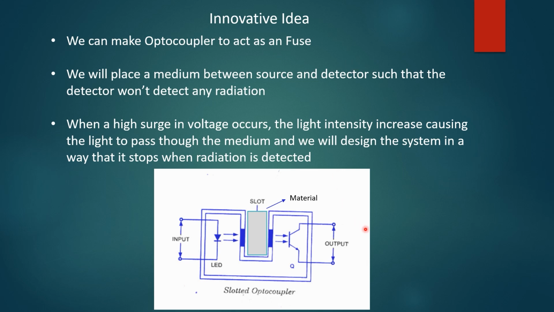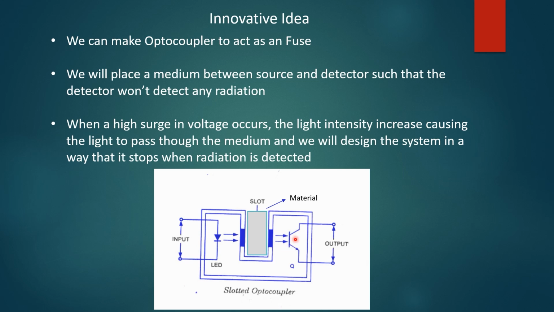In this slide, I will discuss the innovative idea that I've got. We can make use of the optocoupler switching mechanism as a switch. So here is the basic circuit diagram of the optocoupler. Here is the input and here is the output to detect the voltage. We will insert a material of high absorbability such that it absorbs all of the radiation falling onto it when the intensity is within the limits. So when the voltage is within the range, let's say 0 to 240 volts, the light emitted will all be absorbed by the material, causing no radiation to reach the detector.